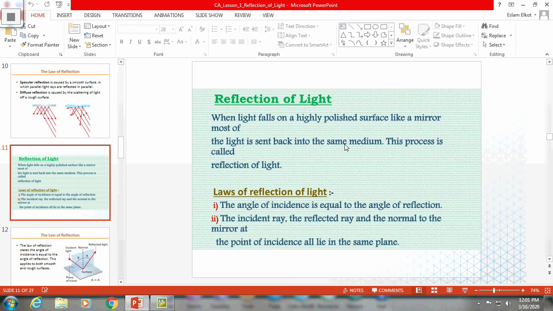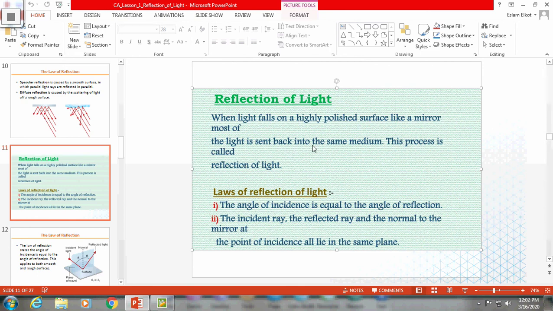So reflection of light, again, happens when light falls on a highly polished surface, a smooth and shiny surface like a mirror. So what happens when the surface is a mirror: the light is sent back into the same medium. This process is called reflection of light.